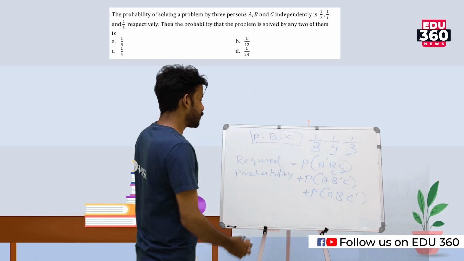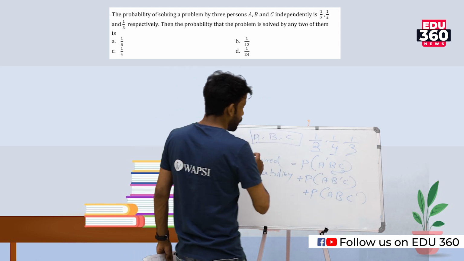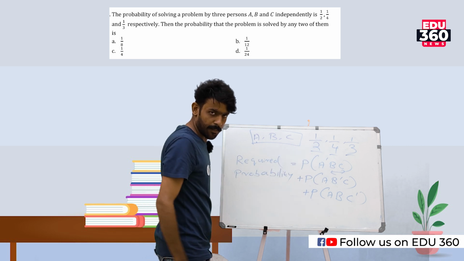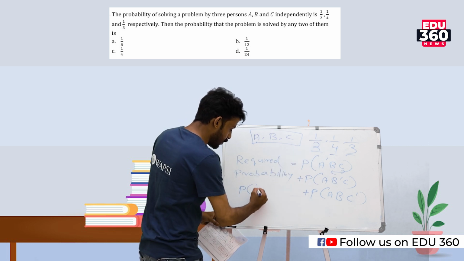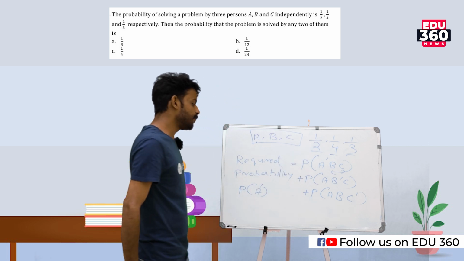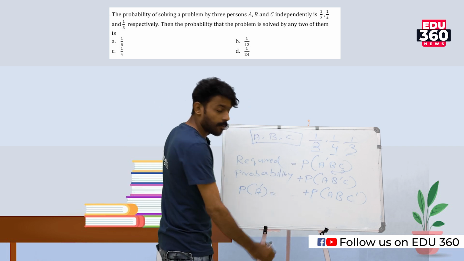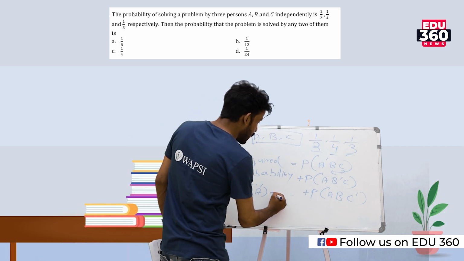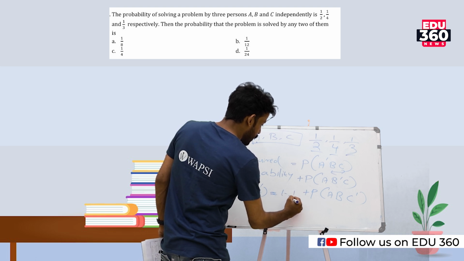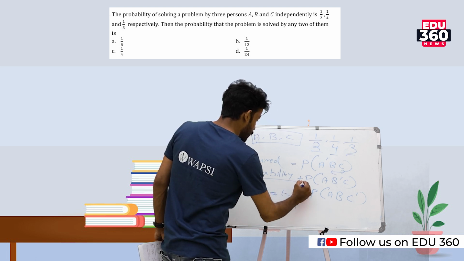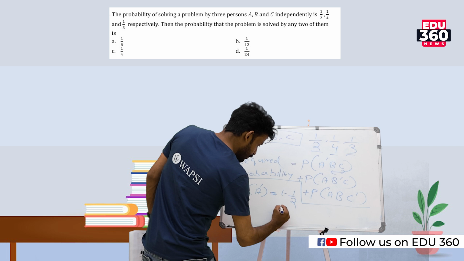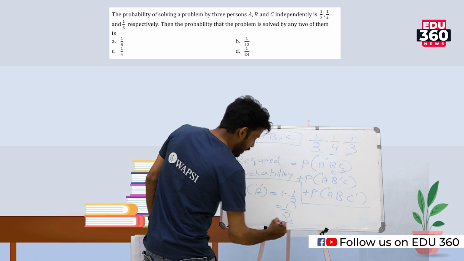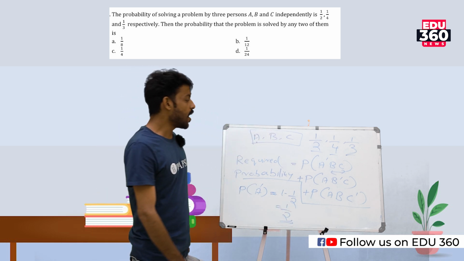Okay, so here P of A is equal to 1 by 2. So what is the value of P of A dash? We know that sum of probability is equal to 1. So here 1 minus 1 by 2. So 1 minus 1 by 2 means the answer is again 1 by 2. So P of A dash is equal to 1 by 2.